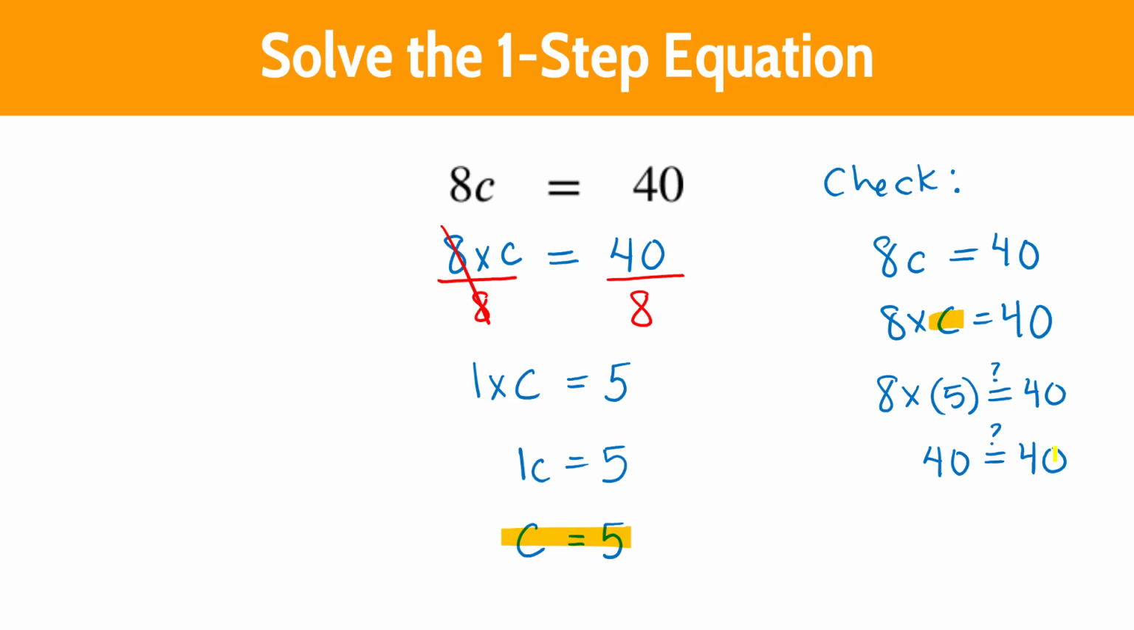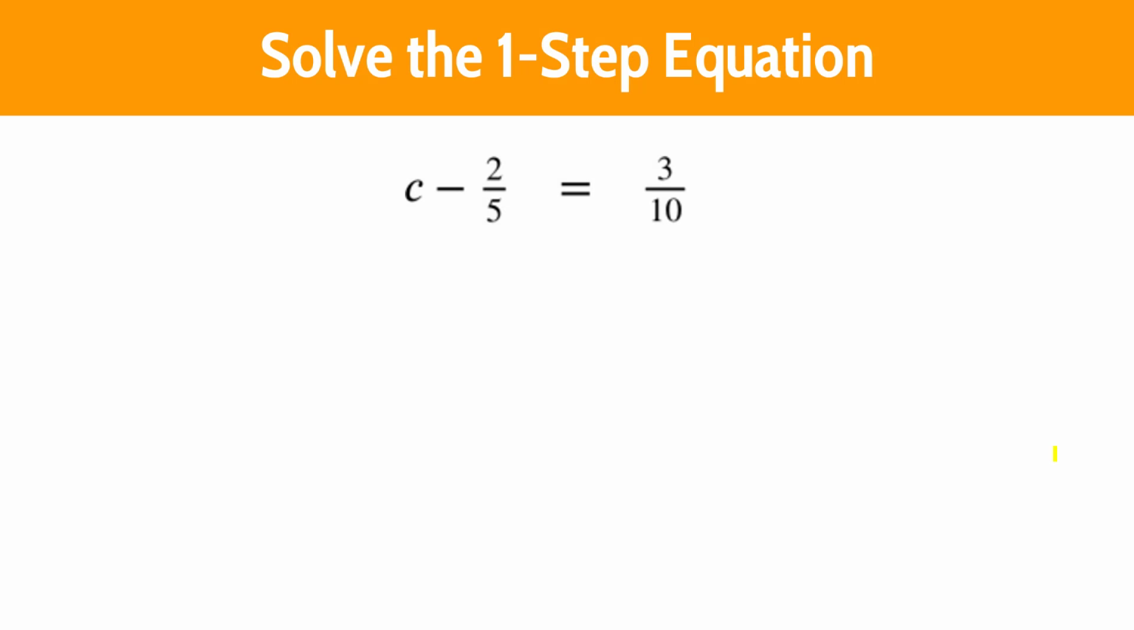Let's try another. c minus 2/5 is equal to 3/10. Again, we want to isolate c. We want it to be the only thing on the left-hand side of this equation. Right now, there is a subtract 2/5 that's in the way. So we've got to think, what is the opposite? To get rid of that, we need to find the opposite operation. So what is the opposite of subtracting something? Well, the opposite of subtracting that thing would be adding it.